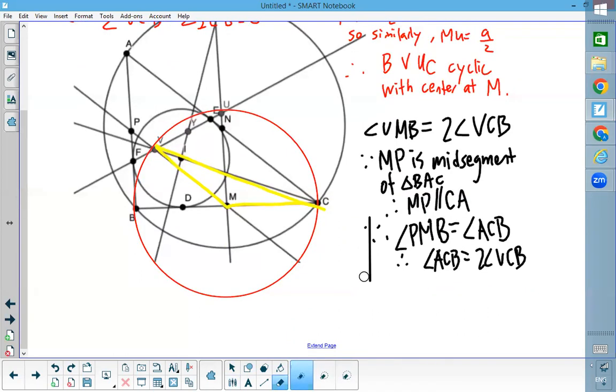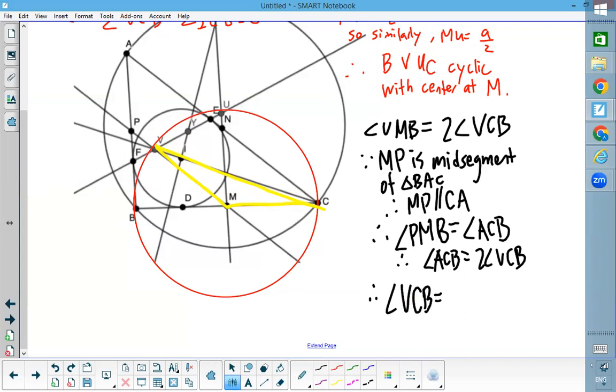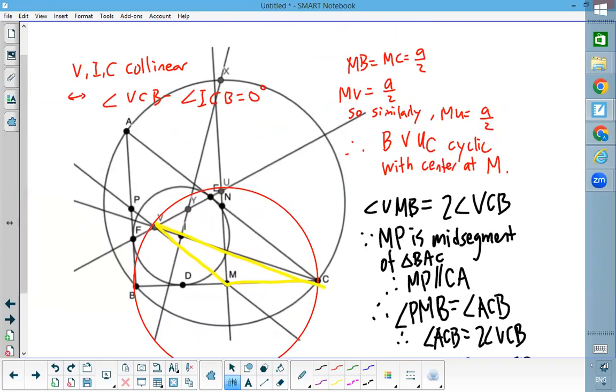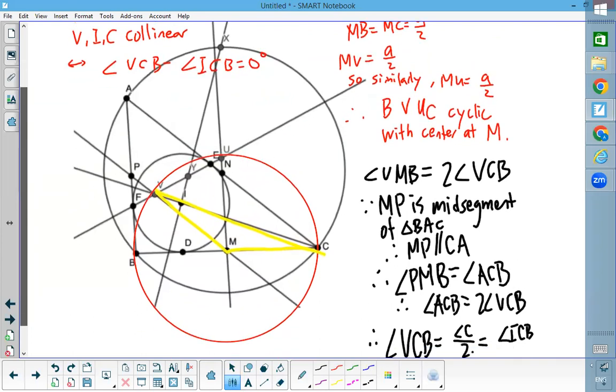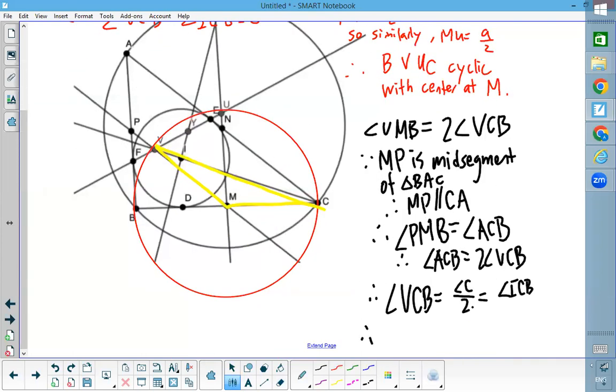So the angle VCB is equal to half of angle ACB, which is angle C over 2, which is equal to angle ICB, because I is the incenter. So therefore the subtraction is 0. Okay, so we're done. This tells us that the proof is done. V, I, C are collinear. So that's the first part of this problem.